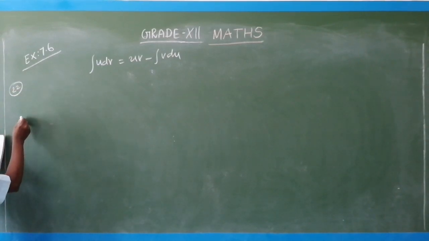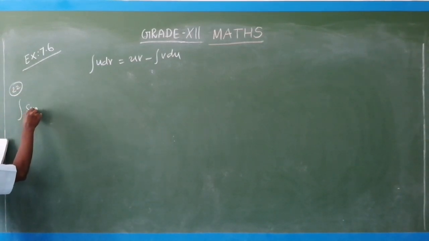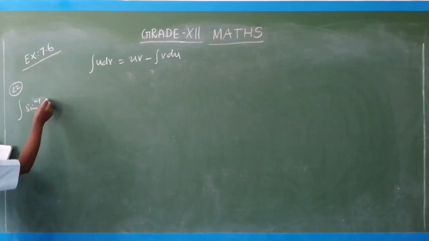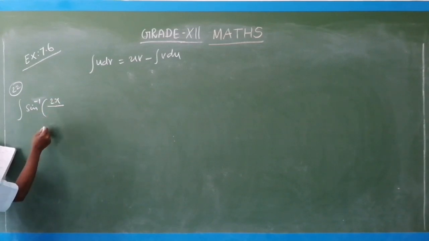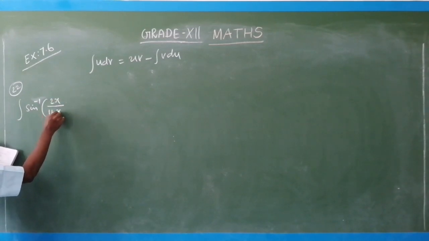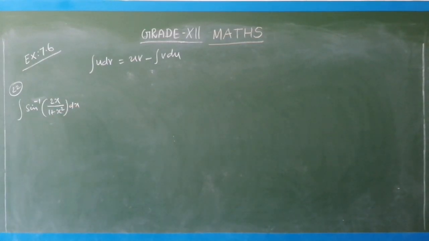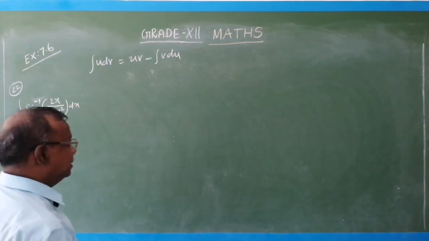Next, question number 22. Integral sin inverse of 2x divided by (1 plus x square) into dx. We know the trigonometric identities.